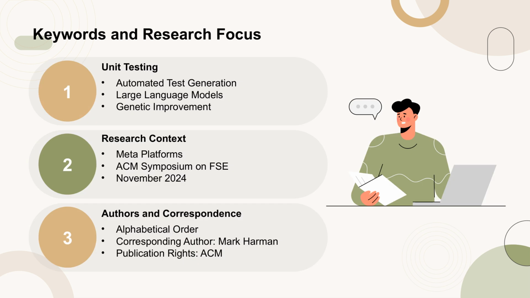This research focuses on improving unit testing through automated methods. Key techniques include automated test generation, leveraging large language models, LLMs, and genetic improvement. The study is conducted at Meta and will be presented at the 32nd ACM Symposium on the Foundations of Software Engineering in November 2024. The authors are listed in alphabetical order, with Mark Harman as the corresponding author. The publication rights are licensed to ACM.